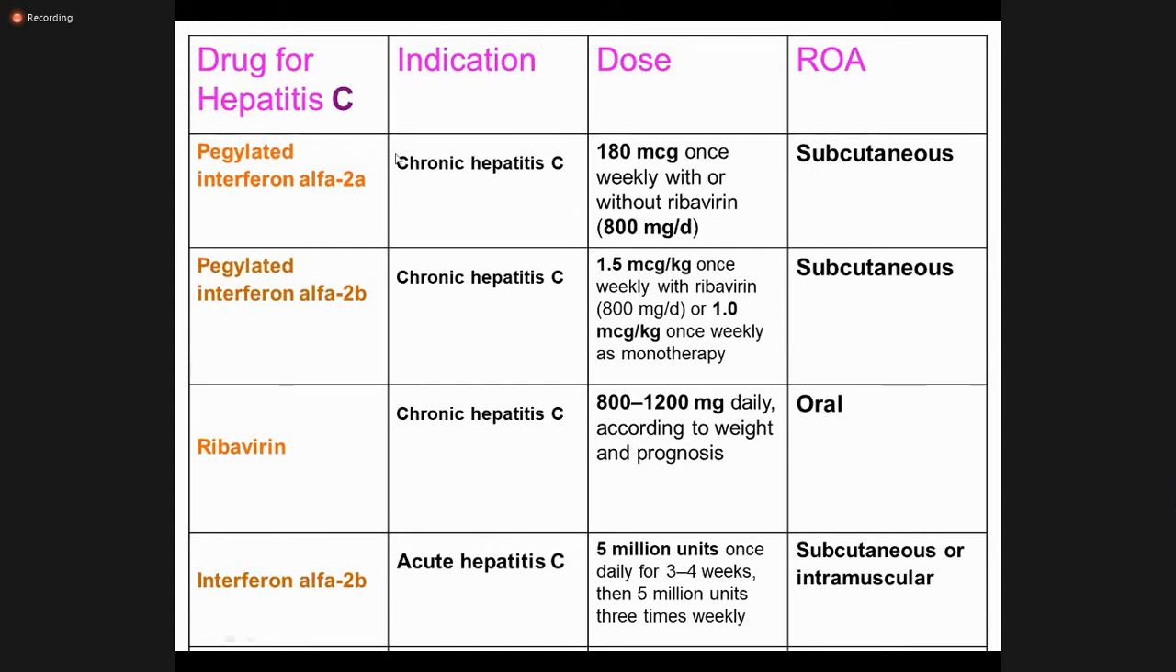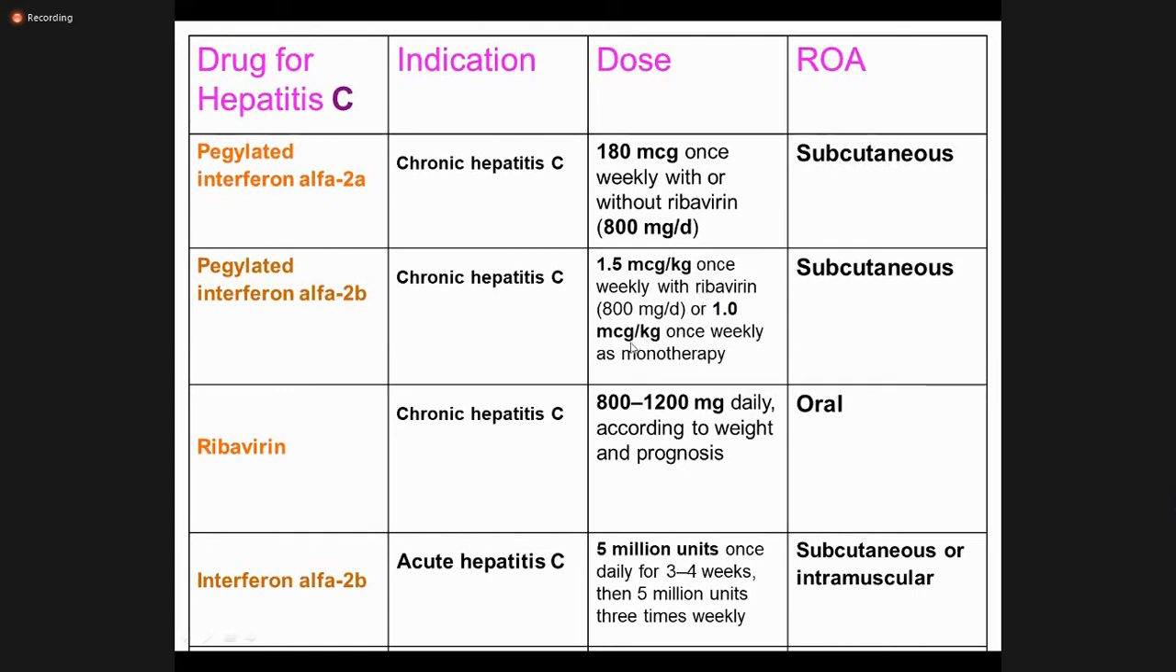But first, pegylated interferon alpha 2A that is given subcutaneously. So, an important point that we have already discussed: simple interferon can be given subcutaneously or intramuscularly, but pegylated interferon is given subcutaneously. This is an important point. Now, pegylated interferon alpha 2b at 1.5 microgram per kilogram once weekly with ribavirin, right?